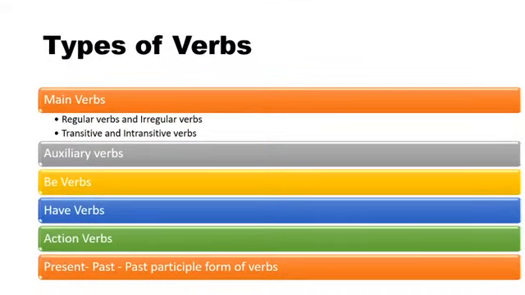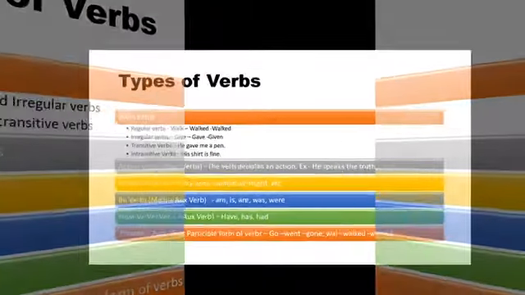And if you want to learn tenses, first you need to know the different types of verbs. Only after understanding the different types of verbs will you be able to understand the tenses clearly. So these are the types. One is main verbs. In the main verb category, there are regular and irregular verbs, transitive and intransitive verbs, auxiliary verbs, be-form verbs, have verbs, action verbs, and present, past, and past participle forms of verbs. These are the major grammatical labels of the verb categories.